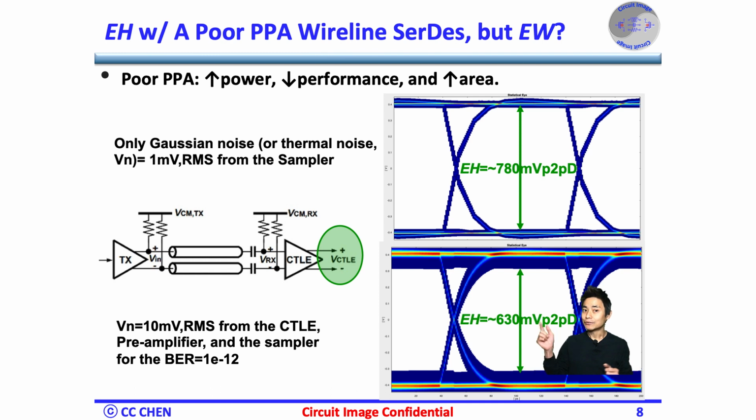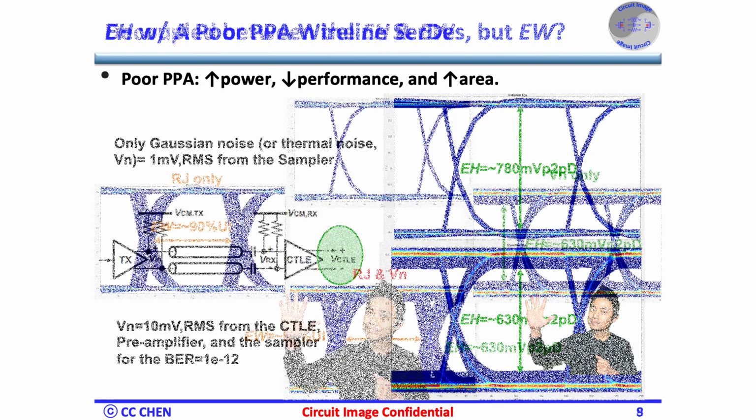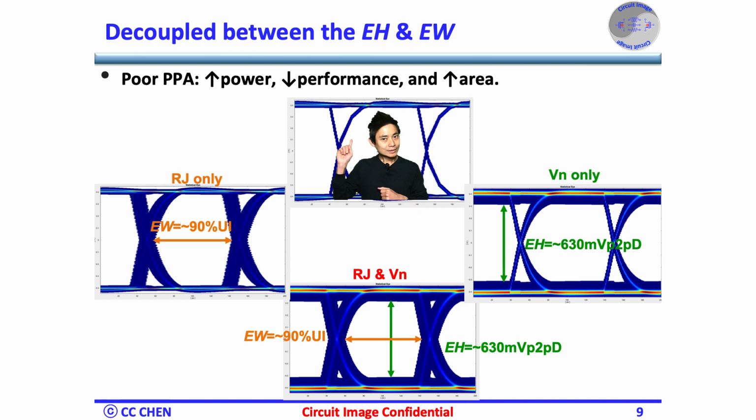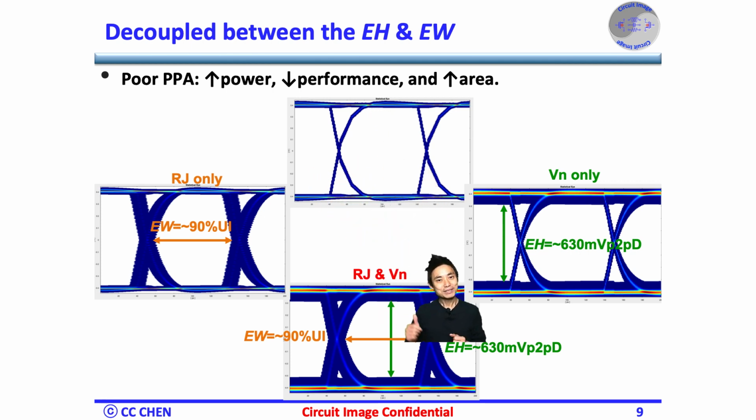What happens if we add both RJ and Vn at the same time? Think about the slew rate images for 5 seconds. Correct. The slew rate of the transition time is very fast. Therefore, the sharp slope would have much less amplitude-to-jitter or jitter-to-amplitude interaction. An image is worth more than 1,000 words.